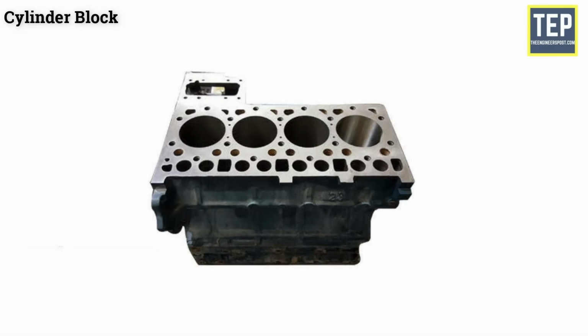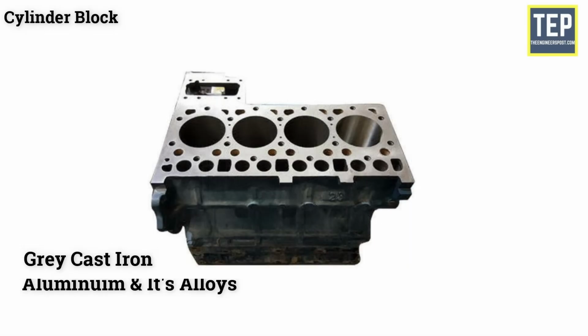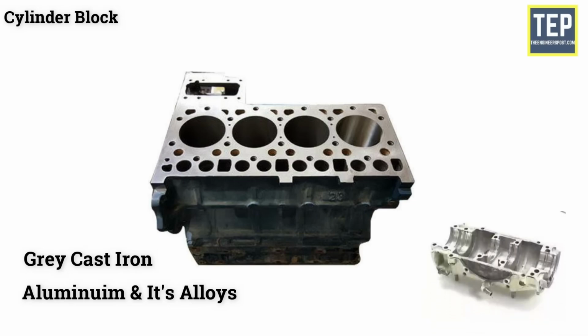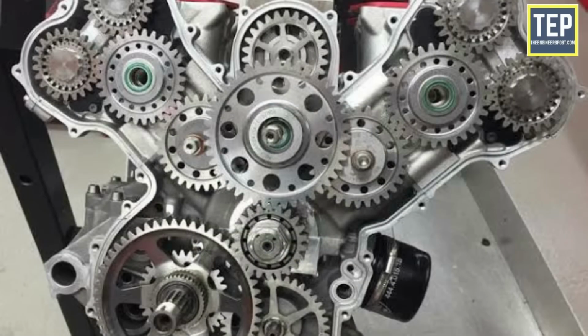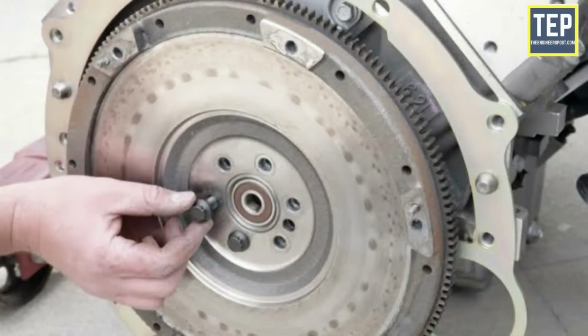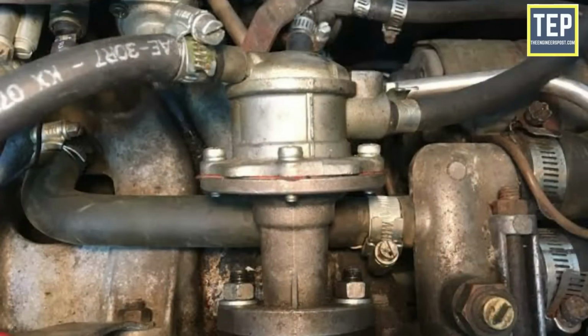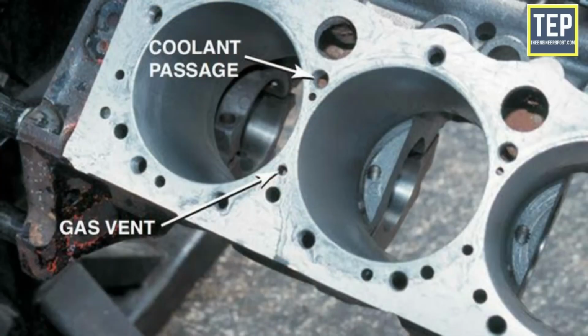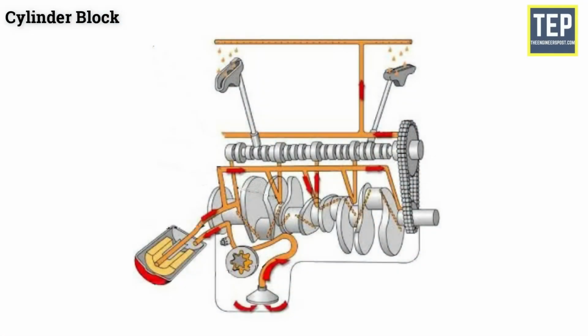The cylinder block is usually made of gray cast iron or aluminium and its alloys, while the crankcase is fixed to its bottom. Apart from these, other parts like timing gear, water pump, ignition distributor, flywheel, and fuel pump are also attached to it. Coolant passages are provided in the cylinder walls for the circulation of cooling water. The cylinder block also carries lubrication oil to various components through drilled passages called oil galleries.